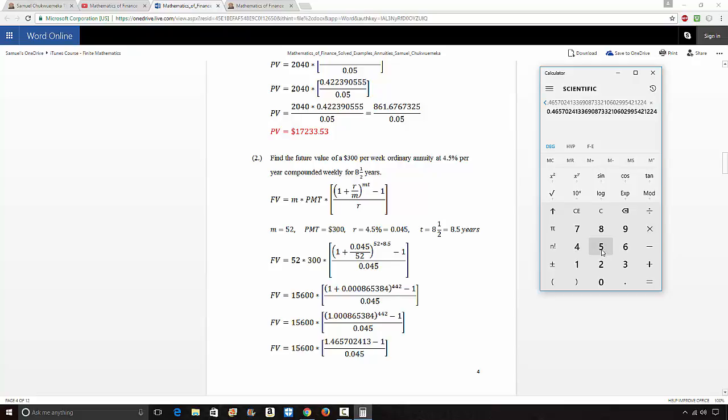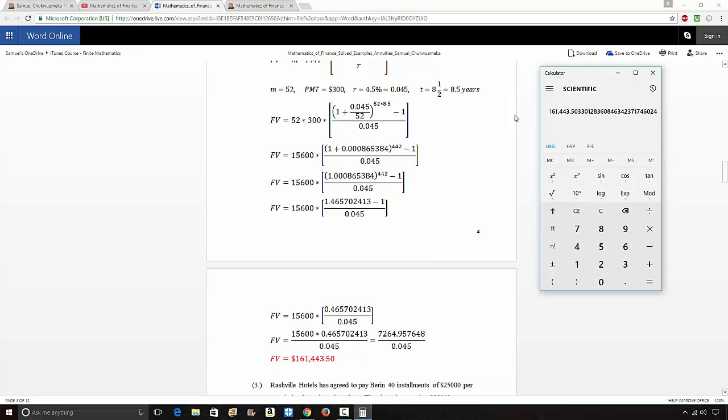Then I can multiply times 52 times 300 equal to. And then I now divide by 0.045 equal to. So the future value of this annuity gives me $161,443.50. Okay, that's a lot of money, right?